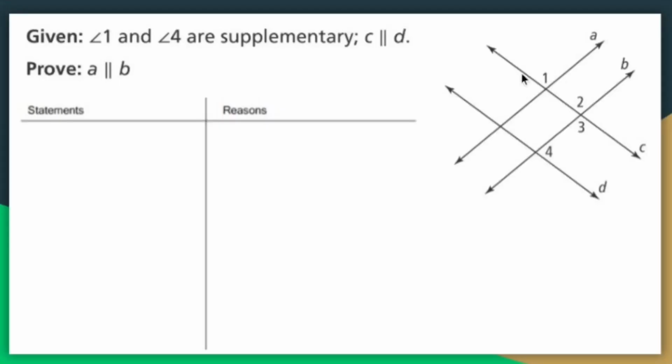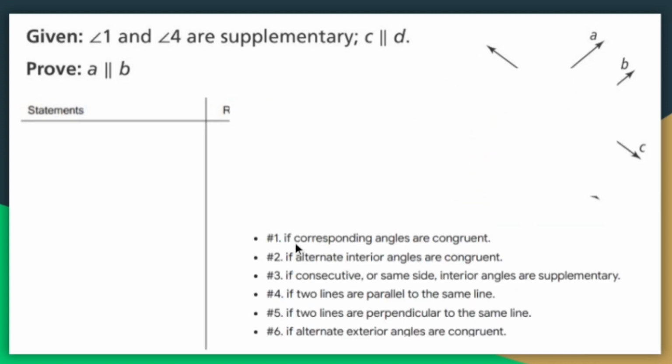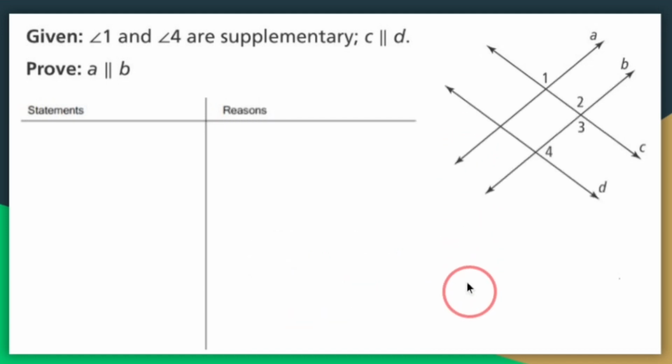Given angle 1 and angle 4 are supplementary, we need to prove that A and B are parallel. Now, there's a bunch of ways that you can prove that A and B are parallel, and here they are. You can show that 2 lines are parallel if corresponding angles are congruent, if alternate interior angles are congruent, if consecutive or same side interior angles are supplementary, meaning they add up to 180, if 2 lines are parallel to the same line, if 2 lines are perpendicular to the same line, or if alternate exterior angles are congruent. So those are the ways that we can prove that A and B are parallel.